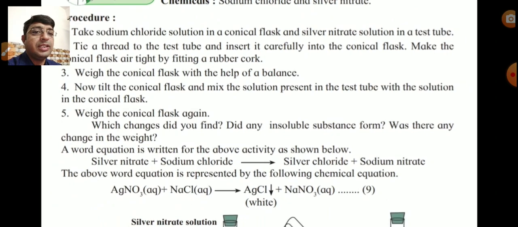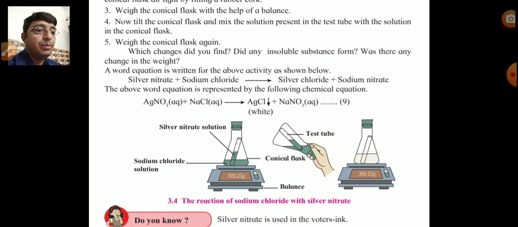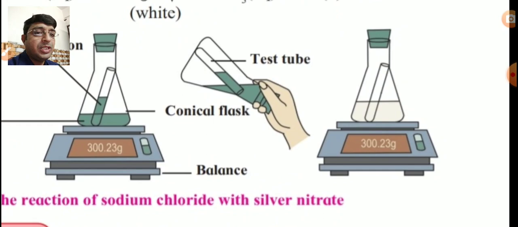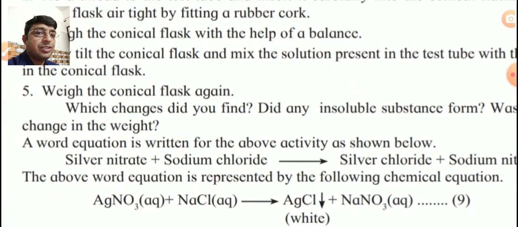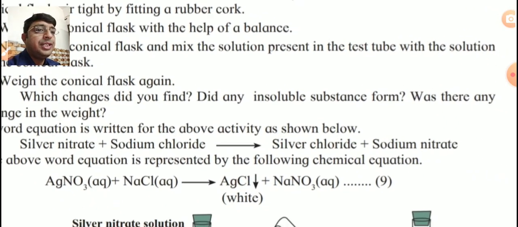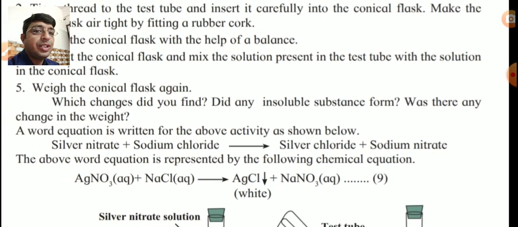Now some questions are given and one diagram also. Check there. Check in the balance. Before the reaction and after the reaction, what happened? I think we are observing here there is no change in their weight, their mass. 300.23 gram on both the sides. Left side is before the reaction and right side is after the reaction. Now check, 3 questions are given for us. Which changes did you find? Did an insoluble substance form, and was there any change in the weight?